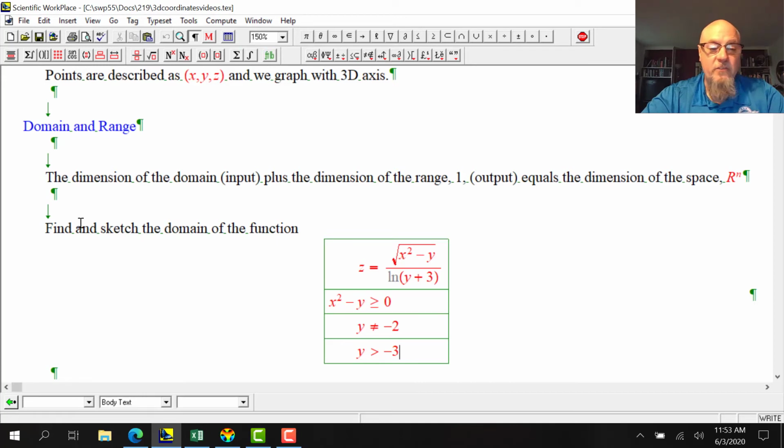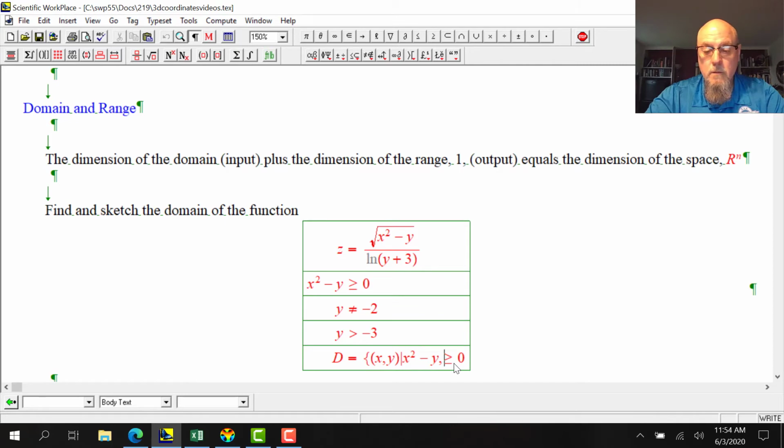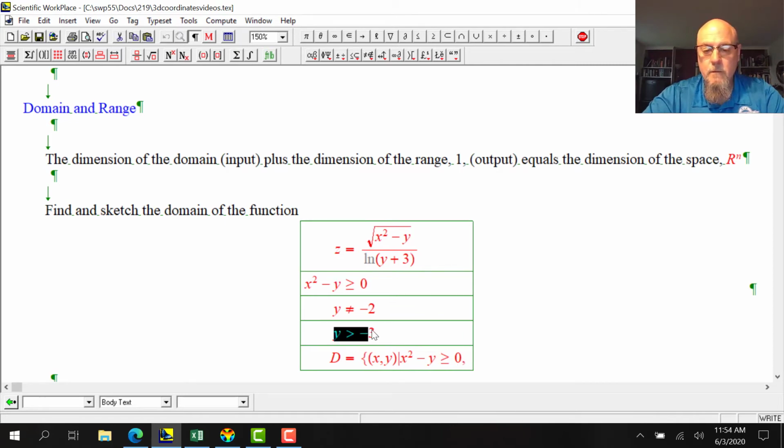It's a set, then, in R2. If I was going to write this, you'd write something like the domain is the set of the xy points such that, and then you just list all these three things. Let's do them in order.